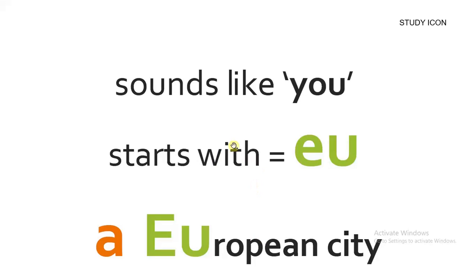Second example is Europe. Europe, the spelling starts with a vowel, but the pronunciation is like you, Europe. So Europe starts with the 'you' sound. That's why we are using a.